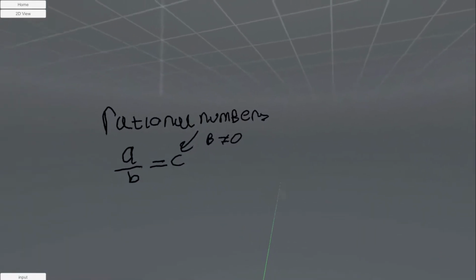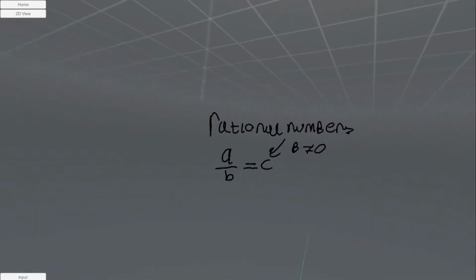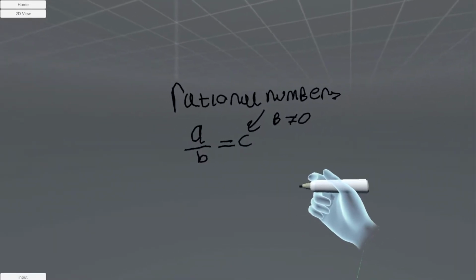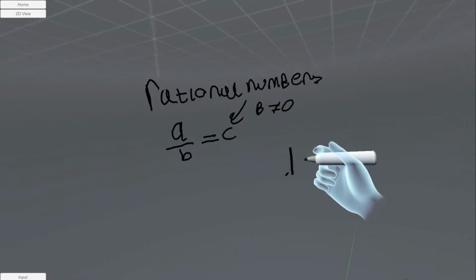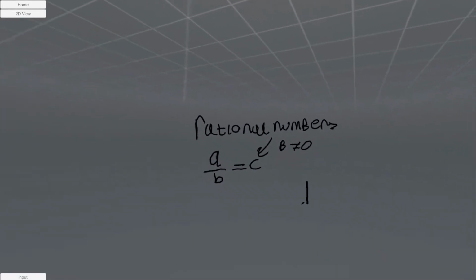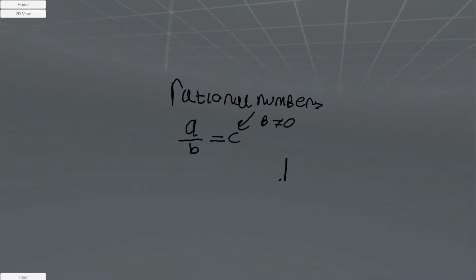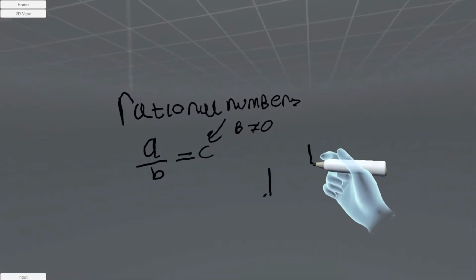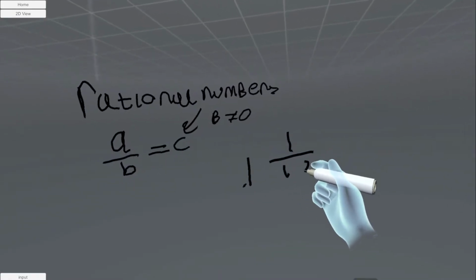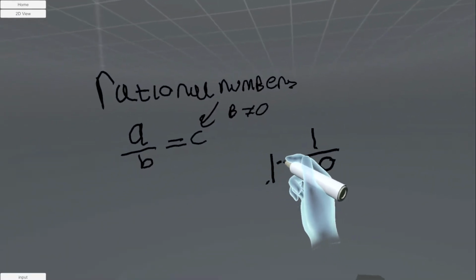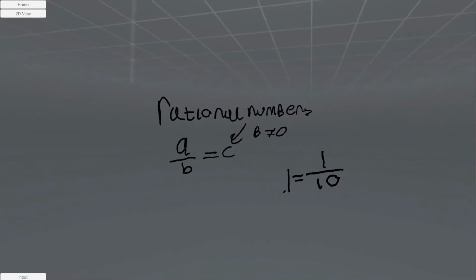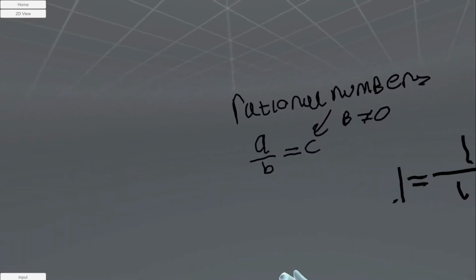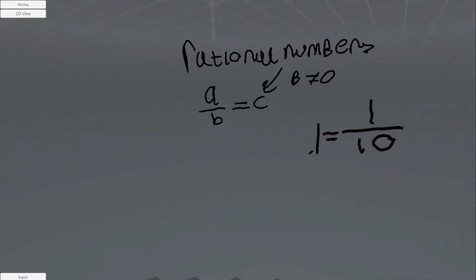So to start, we'll look at a couple real numbers. So let's try the number 0.1. Okay, so is this a rational number? It is. And to show that, how we get 0.1 is we can do 1 over 10. 1 divided by 10 is equal to 0.1. And since this is one integer divided by another integer, it is a rational number.